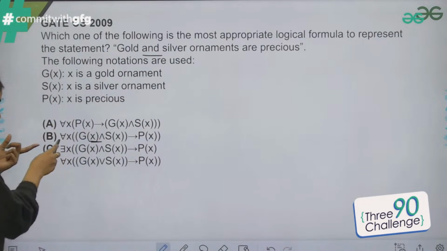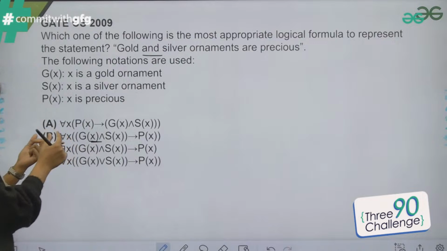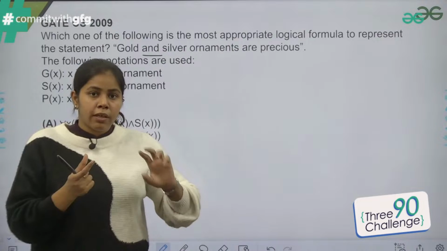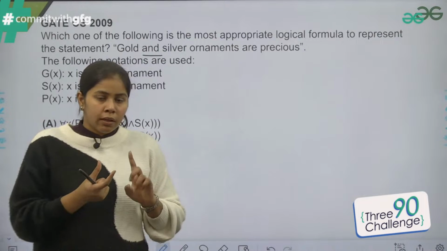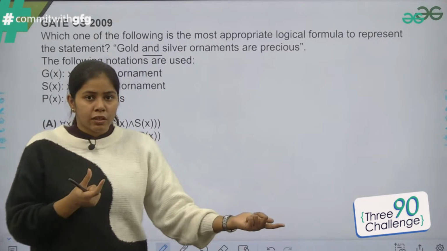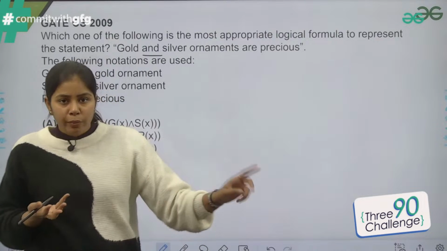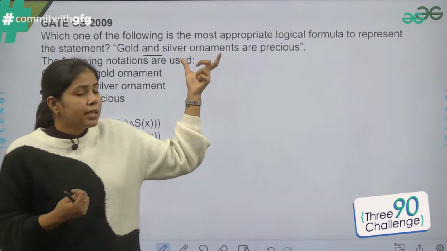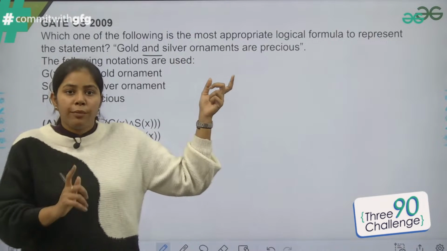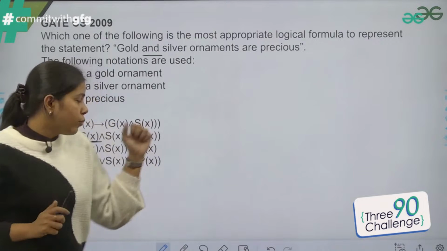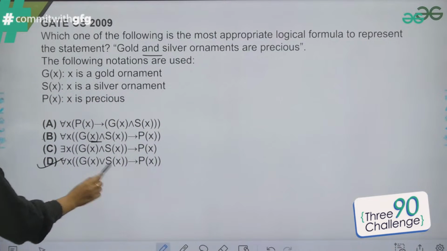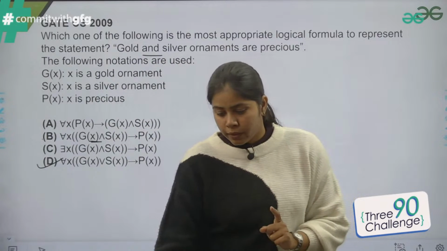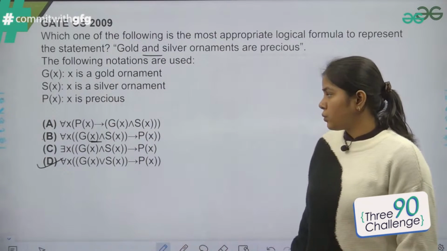If I'll take this option, then what it would say, for every x, if x is gold and silver, that means x has to be gold and silver at the same time. If x is both gold and silver, then x is precious. But if it is only gold, then it would be precious as well. If it is only silver, then it would be precious as well. And this statement is saying that both are precious, right? Gold bhi precious hai, silver bhi precious hai. So which of the statement is true? For all x, Gx or Sx implication Px, either x is gold or x is silver, both are precious. So option D is true here.